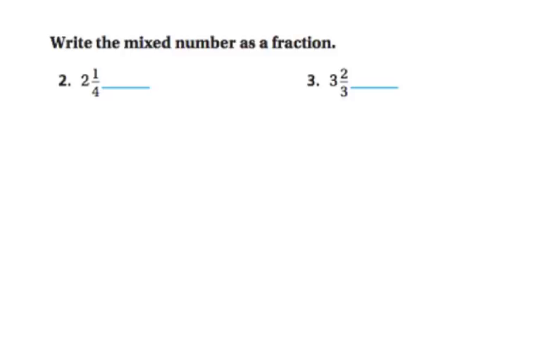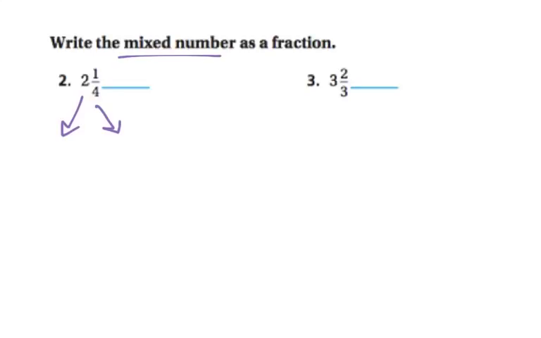Okay, now they're asking us to write the mixed numbers. So we remember a mixed number has a whole number portion, like the 2, and it has the fraction portion, that 1/4. So we're going to take these mixed numbers and we're going to write them as a fraction. Okay, they want us to write it as an improper fraction, or you might call it a fraction that's greater than 1.